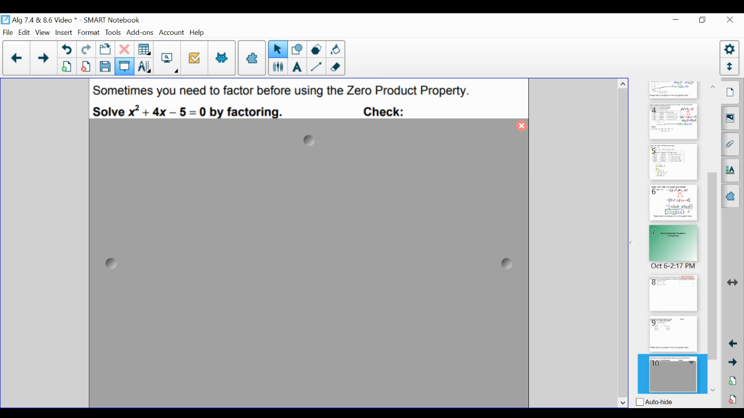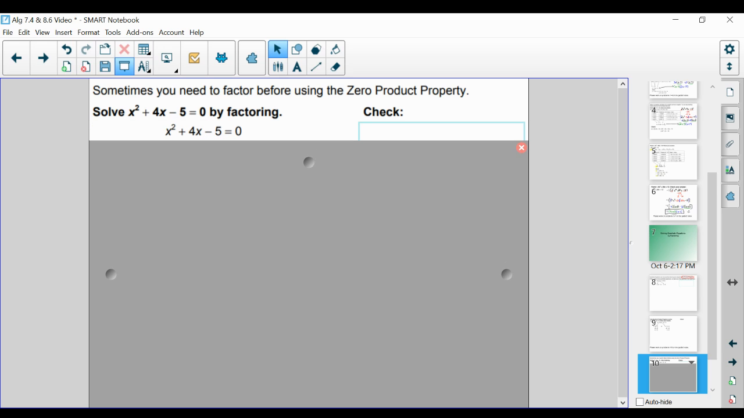All right, so sometimes we need to factor before we can use that zero product property. So let's say we have x squared plus 4x minus 5 is equal to 0. We're going to solve it by factoring. So we're going to factor x squared plus 4x minus 5, and that's still going to be set equal to 0. You can use whatever method you like in order to solve this.